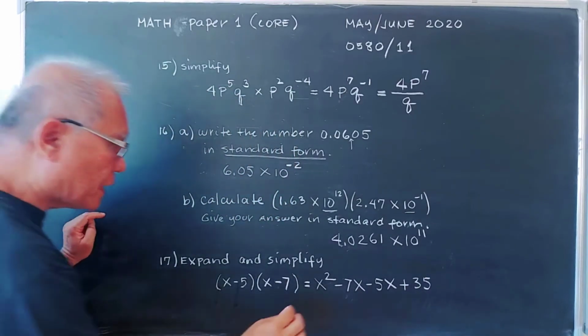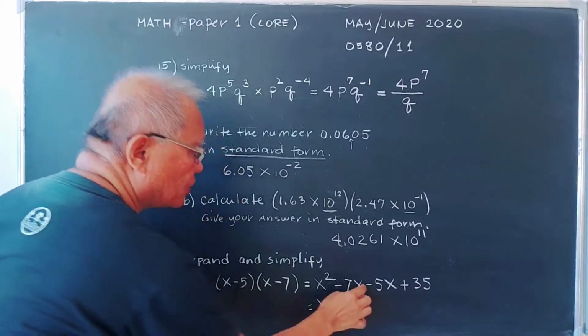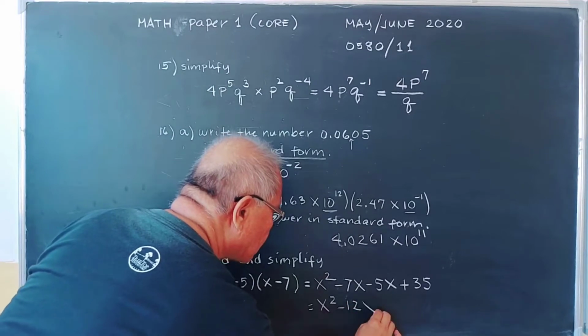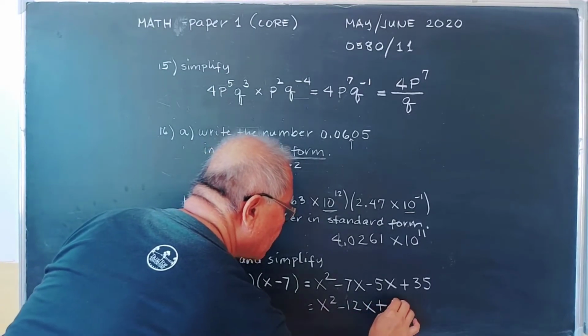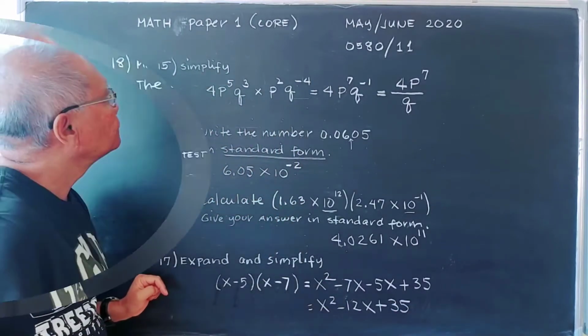And then we combine like terms. So we have x squared, minus 7x minus 5x is minus 12x. Then we copy the 35 here. And that is number 17.